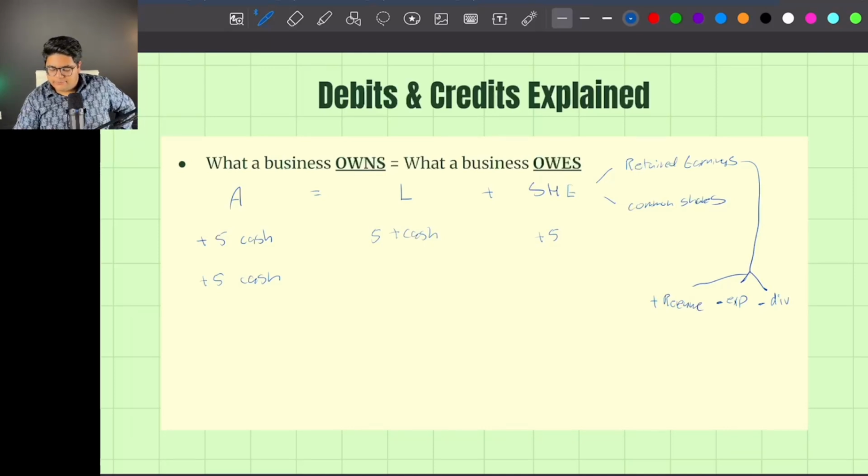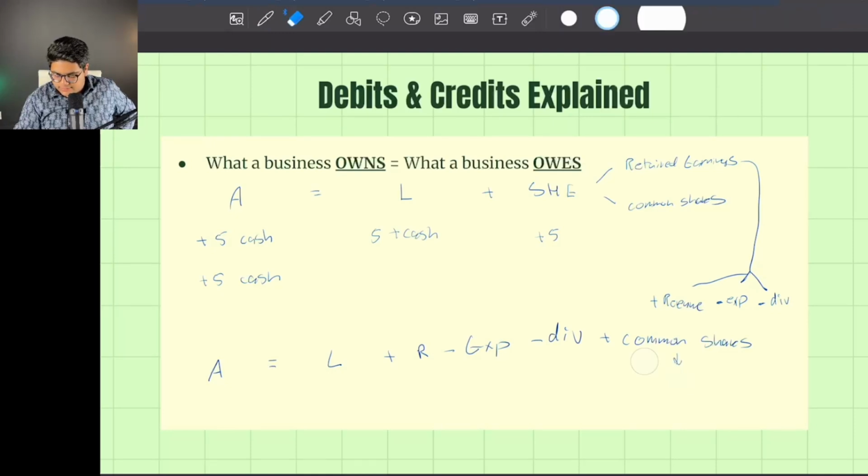This is essentially the format of your assets is equal to liabilities plus shareholders' equity, and your shareholders' equity just consists of these accounts. So now if we were to recreate this equation, we get assets is equal to liabilities plus revenues minus expenses minus dividends, and then plus common shares. Common shares can also just be considered equity, like this is the owner's equity, so we can just replace common shares with the word equity.